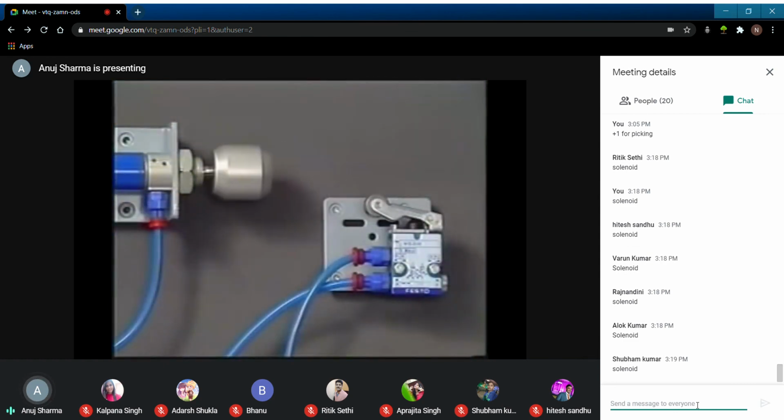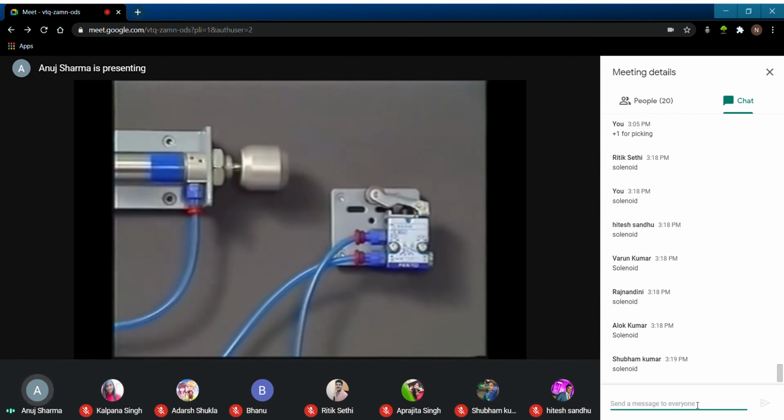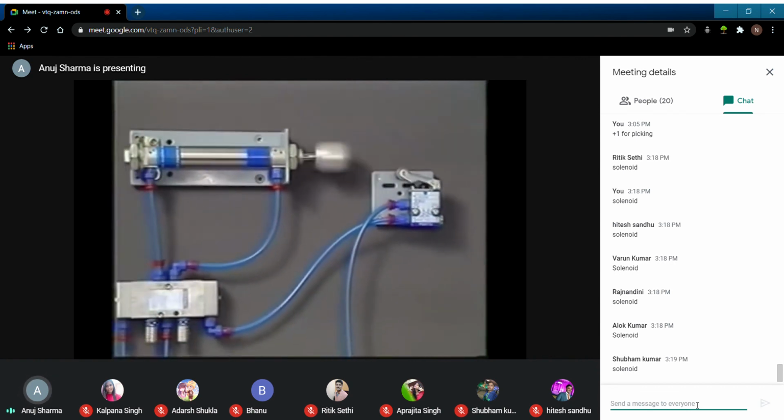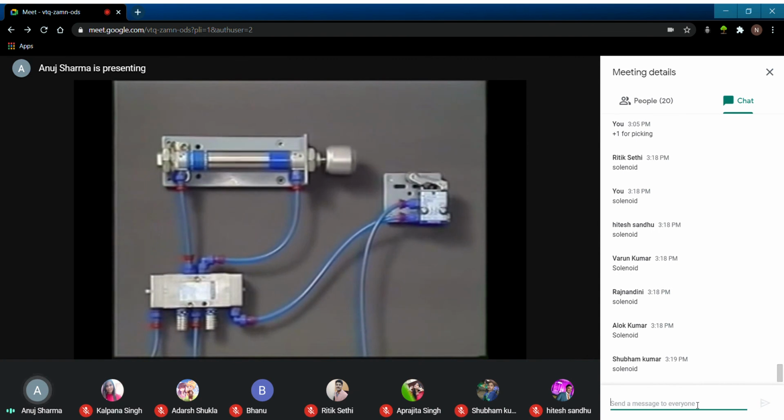This circuit contains an example of automatic signal input. When the piston reaches the end of its stroke, it actuates a limit switch. The signal generated by the limit switch shifts the 5-2 directional control valve, moving the piston back to its initial position.